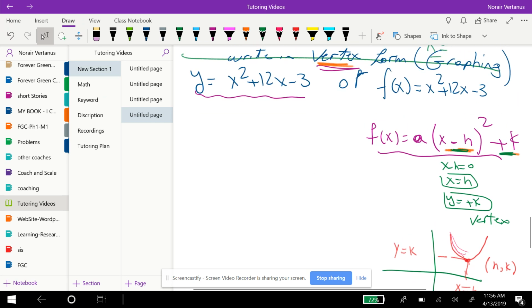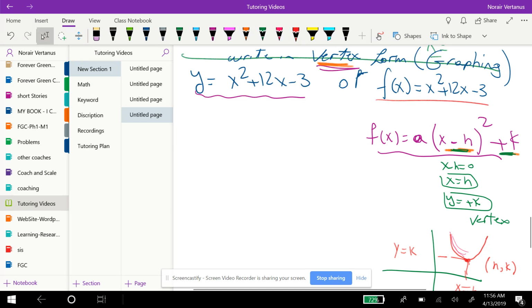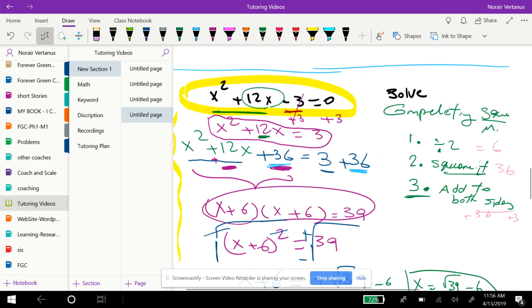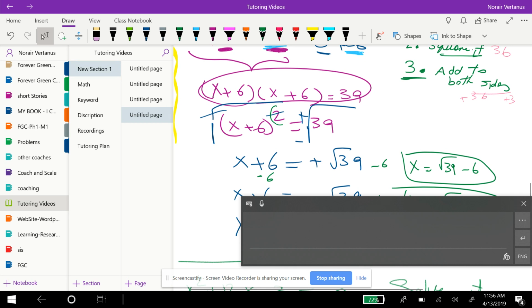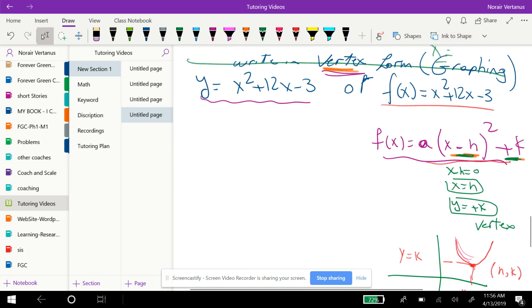Now, how do we do that? We have f of x equal to this. That's the problem we have, and you just need to make it into this form. It looks a little like the earlier problem because we're using the completing square method. We need to have something to the second power. So I'm rewriting the original one. f of x equal to x squared plus 12x minus 3.